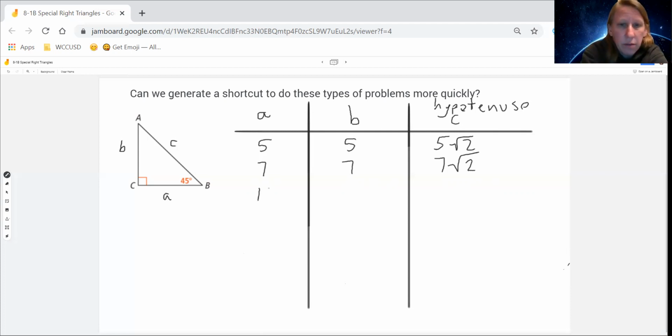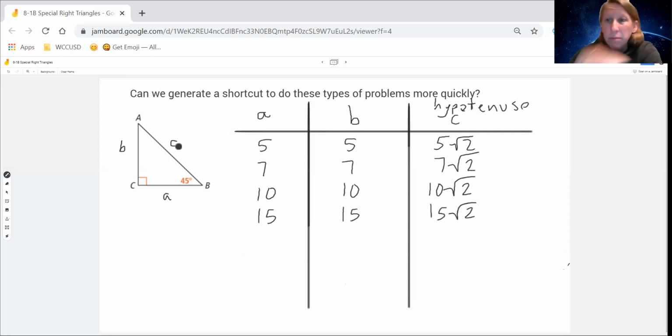What do you guys think would happen if I put 10 right here? Yeah, it's the same because it's an isosceles triangle and the hypotenuse is going to be 10 square roots of 2. You guys see the pattern? Let's do one more. Let's do 15 just because. So what do you think the hypotenuse is going to be? Good. 15 times the square root of 2. It's going to be longer. This is multiplying by the square root of 2. Square root of 2 is around 1.41. So all the hypotenuses are going to be longer than the legs, which is a good thing because the hypotenuse is the longest side.